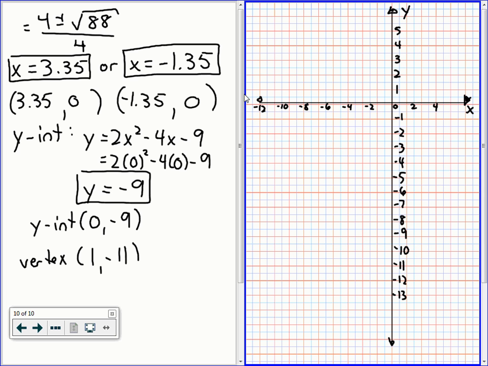Here we go. 0, negative 9, easy peasy. I put a circle on my dot just because that's how I do it, okay? You don't have to, it's just to make it easier to see. 1, negative 11 is something like this. 3.35 is somewhere between 2 and 4, let's call it there. And negative 1.35 is somewhere between 0 and negative 2, let's call it there.